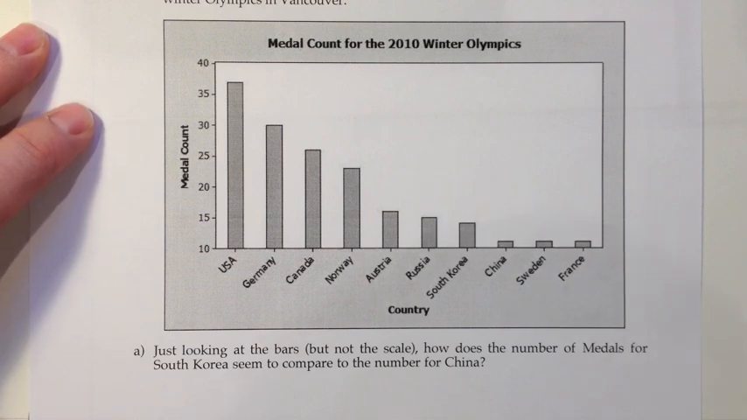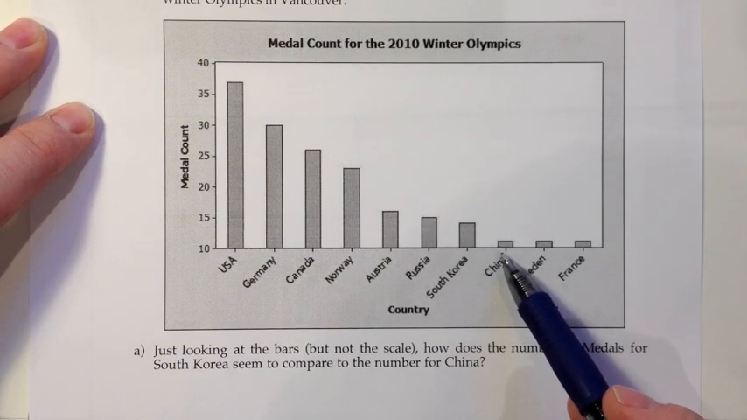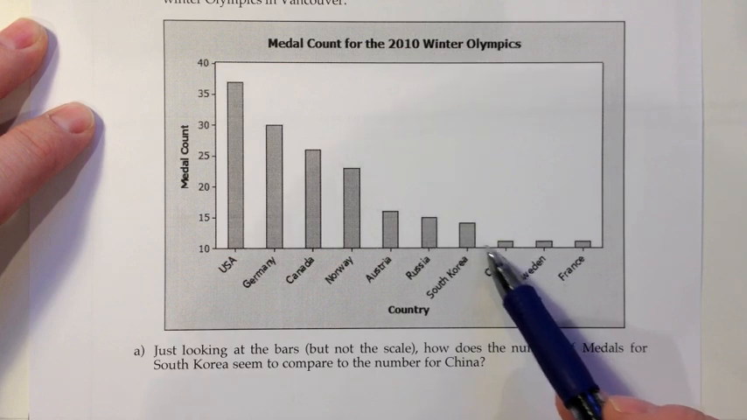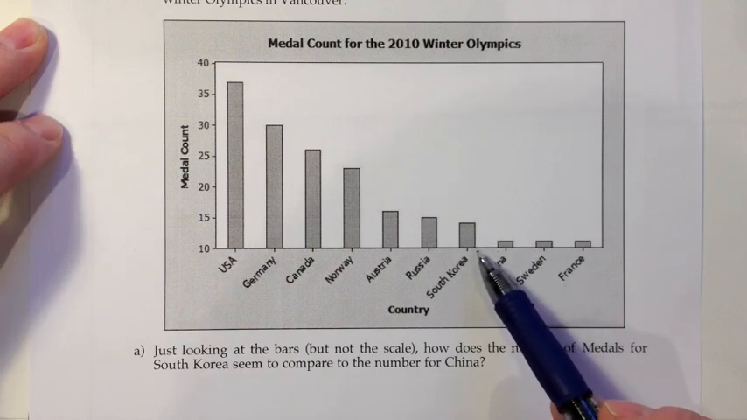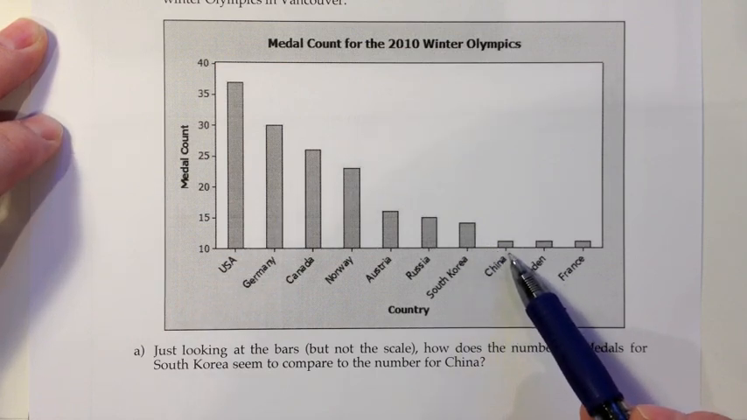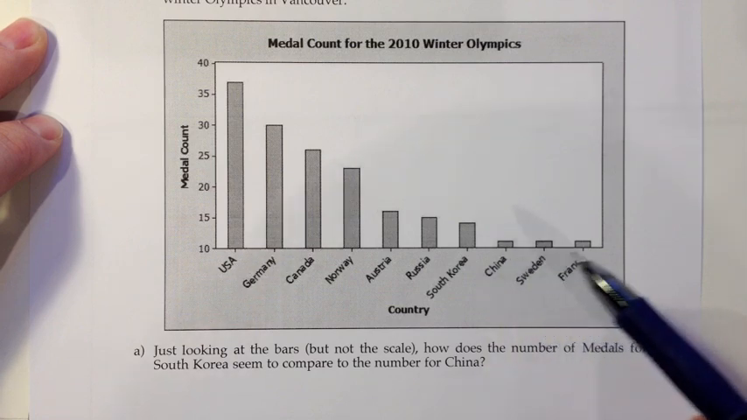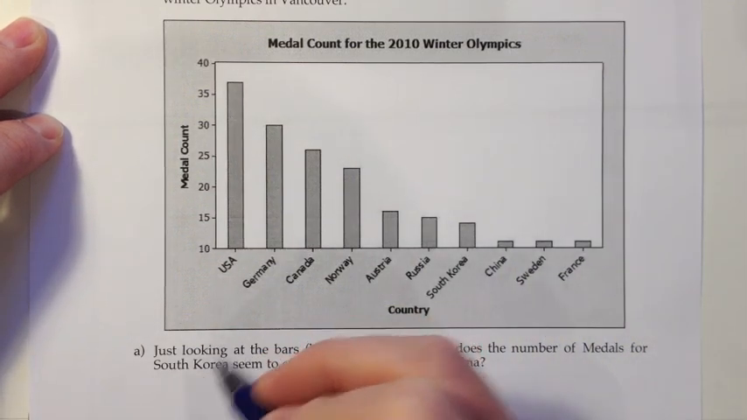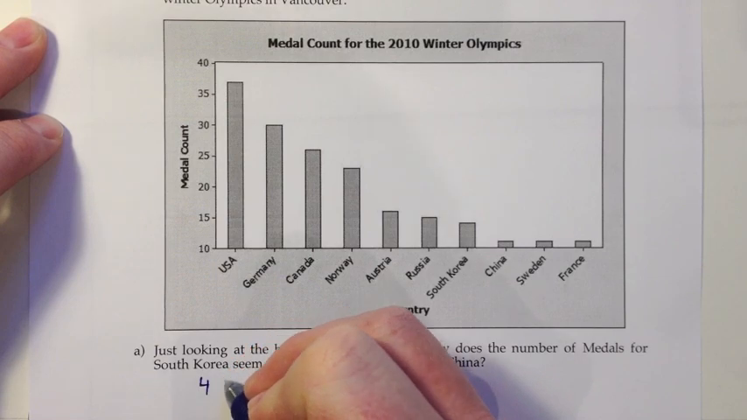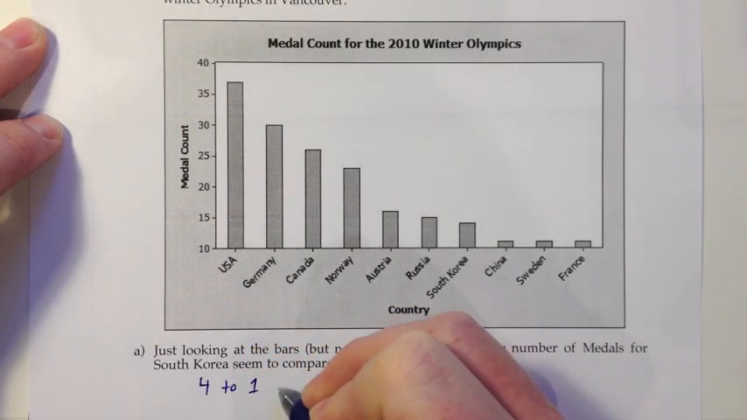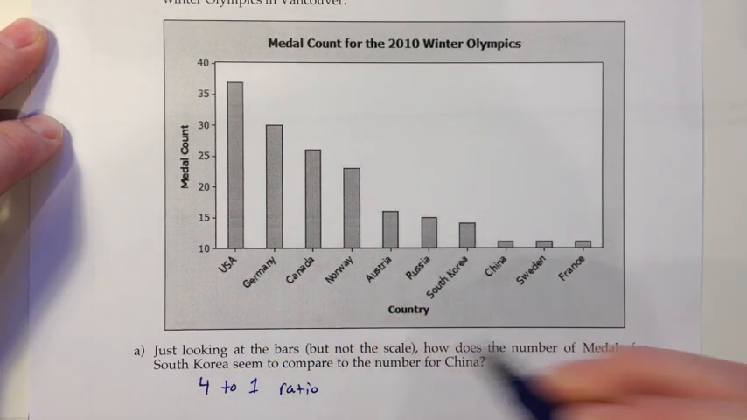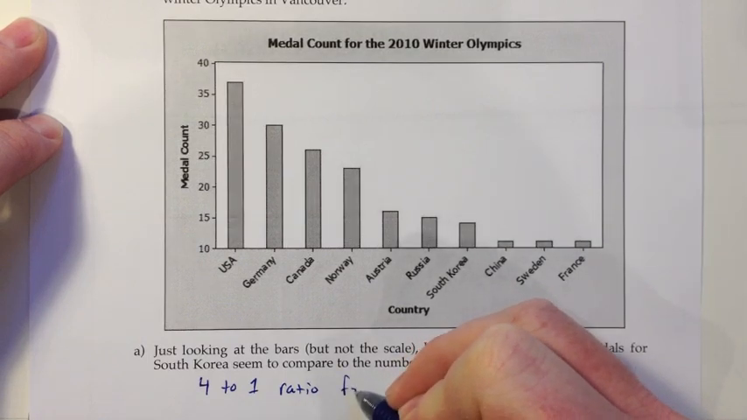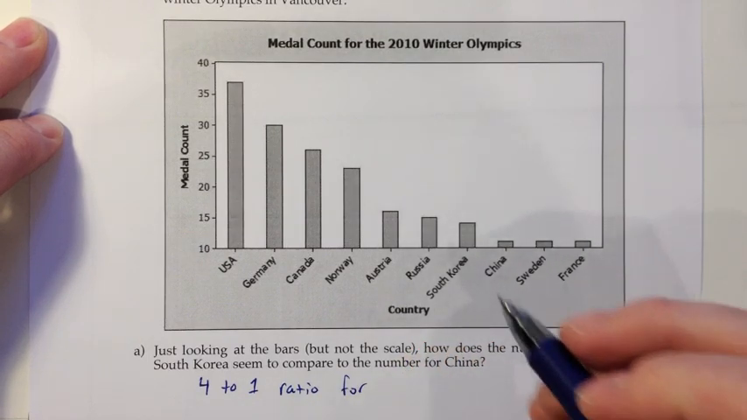And then let's look at the questions that we have here. So if you were to just look at the bars but not the scale, then how does the number of medals for South Korea compare to the number for China? So we've got South Korea right here and we've got China there. And if I just compared the heights of those bars, I might say that the bar for South Korea is about 4 times as tall as the one for China. So I might say that there is a 4-to-1 ratio for South Korea to China.